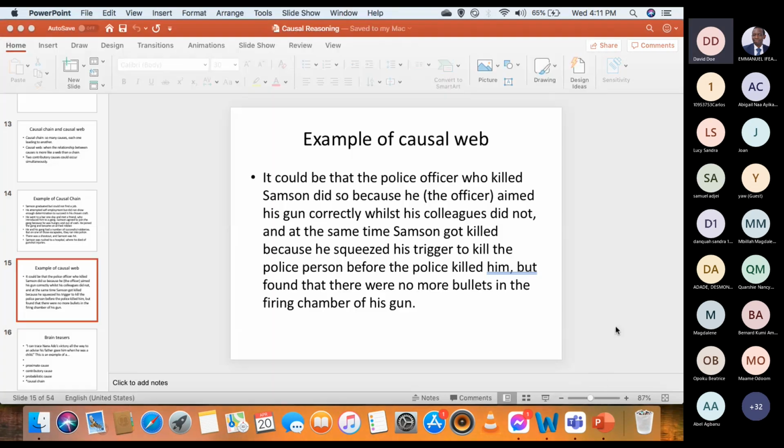Okay. I don't really understand why the first brain teaser is a causal chain, because it only created one advice for his reach. The first one.